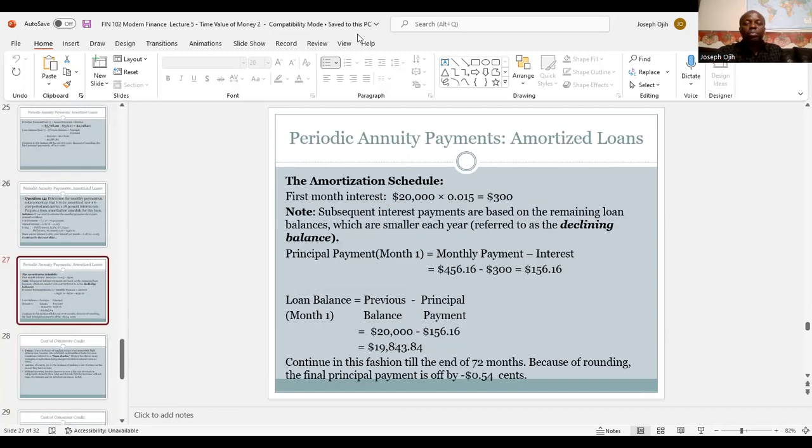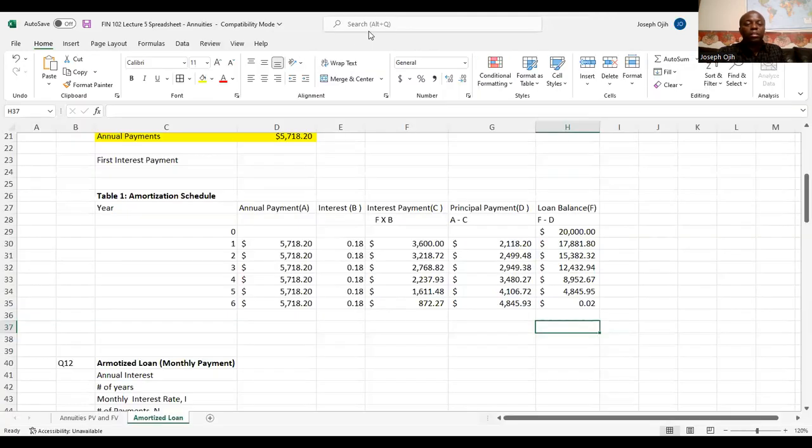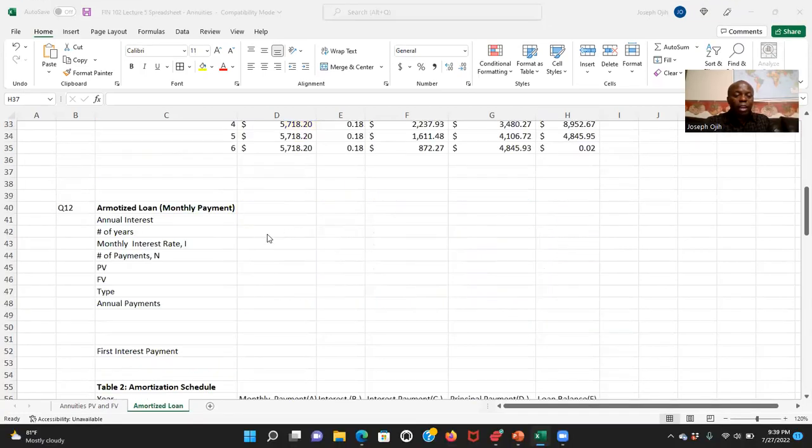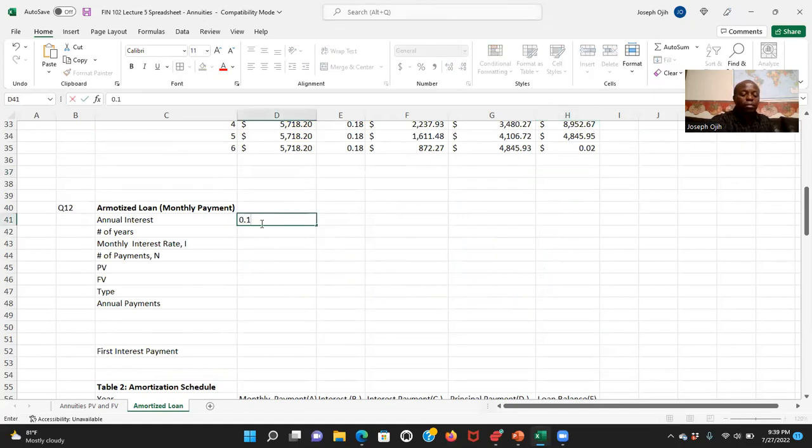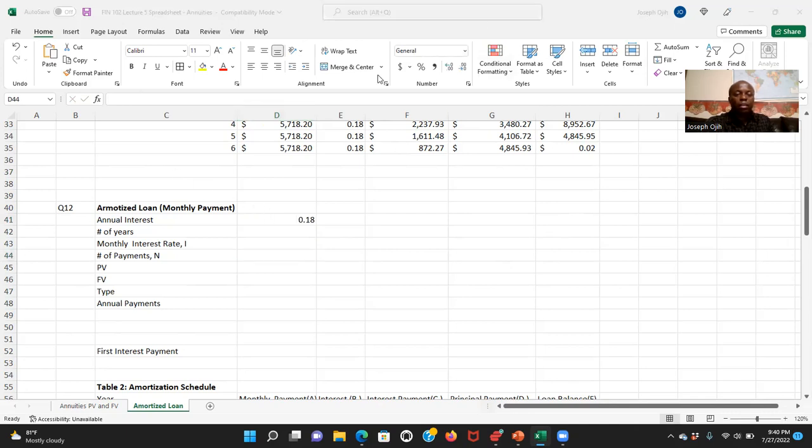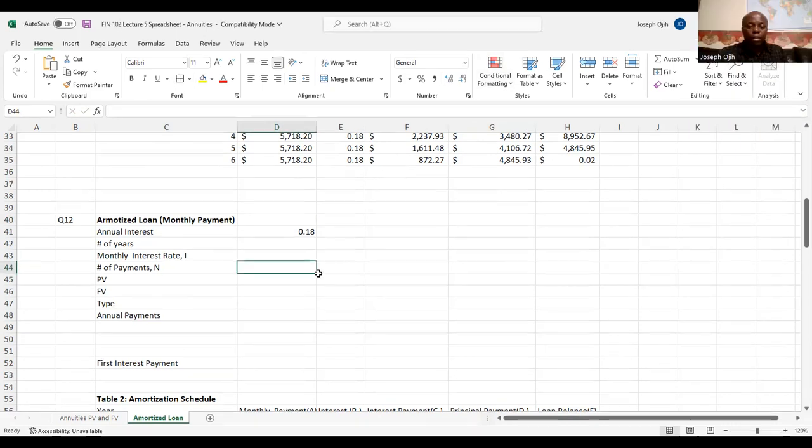Let's see. Monthly payments for 6 years. Let me make sure you can see this. All right, so first of all, the annual interest is 18%, so 0.18. Make sure that you are seeing everything. Okay, so the number of years is 6 years, right?